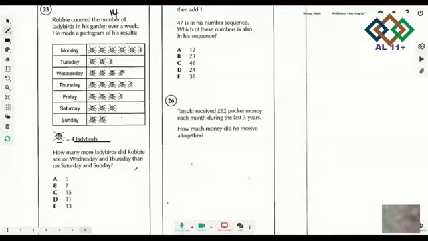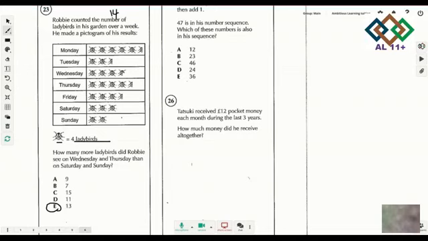So in this, you know what the ladybirds are. You just need to calculate that. That's an easy one. On Wednesday he counted 15, and on Thursday he counted 18. So 15 plus 18 is 33.